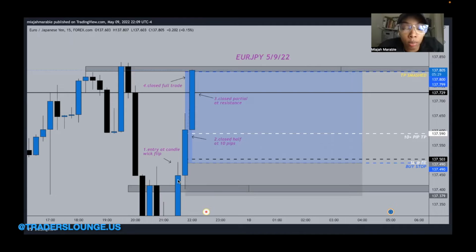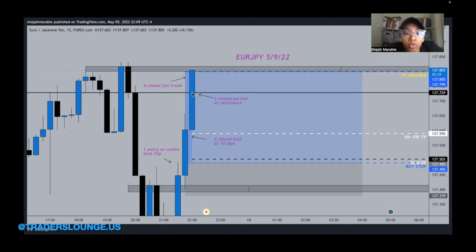Price broke above here, as you can see, with a little wick here. Price came down, tapped my zone right here. Once it broke above that, boom, that was my entry at candle wick flip. I have my 10 pip TP already marked, so I know where I'm closing half at 10 and moving my stop loss to break even, which is right here. Close half at 10 pips, move stop to break even.